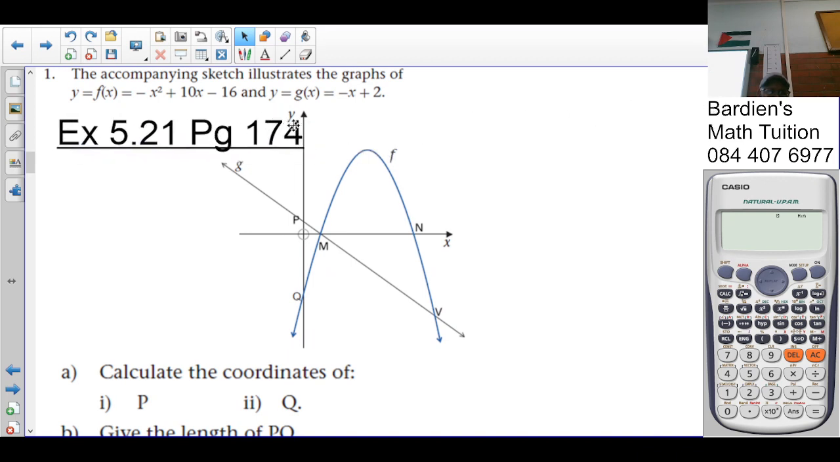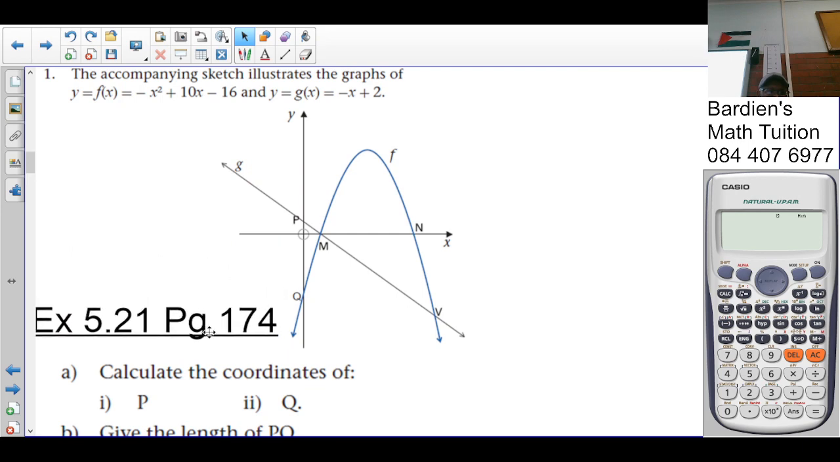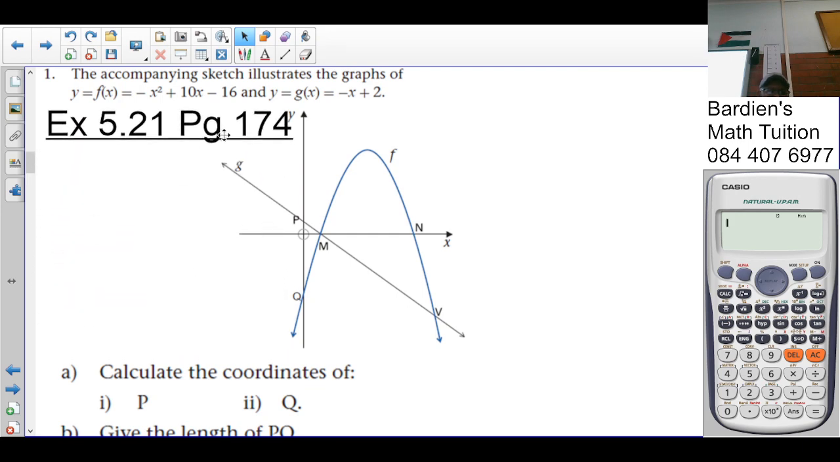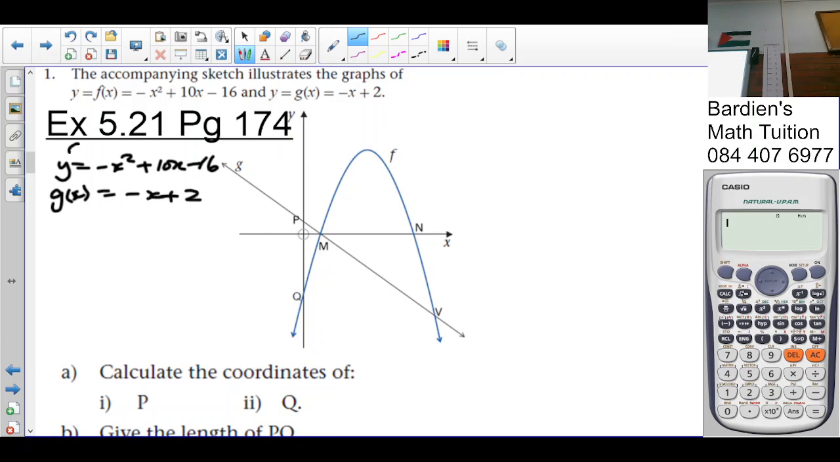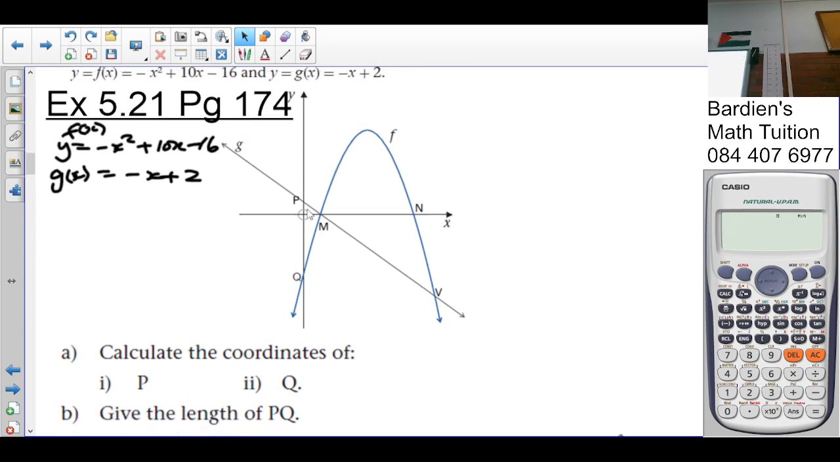The sketch illustrates the graph of f of x equals negative x squared plus 10x minus 16 and y is equal to g of x equals negative x plus 2. So I'm just going to write down the equations here. So y equals negative x squared plus 10x minus 16, and the g of x graph is negative x plus 2. This is the f of x. I'm just doing that so that I can move the graph up a bit.